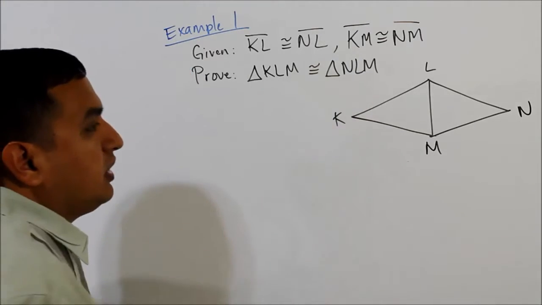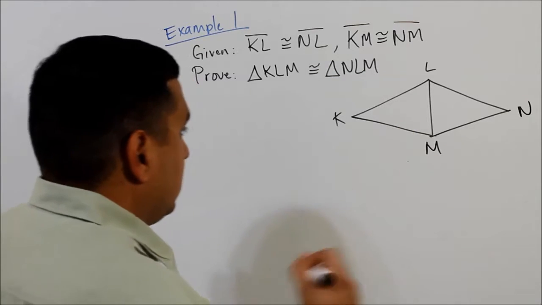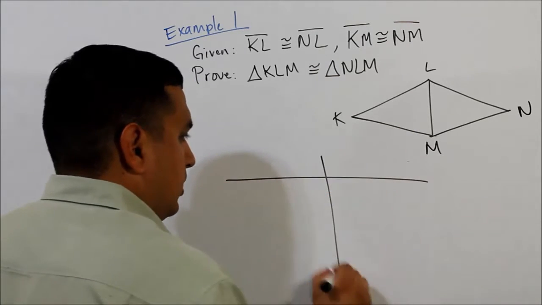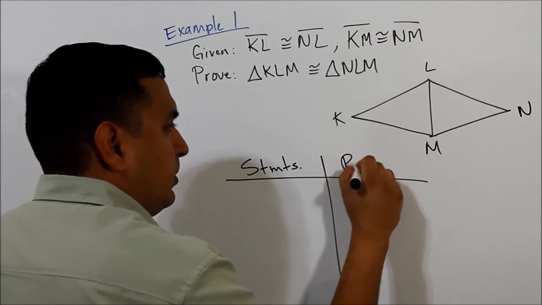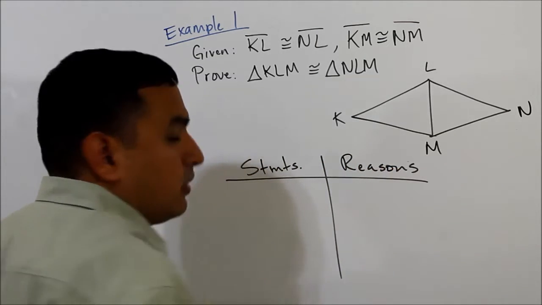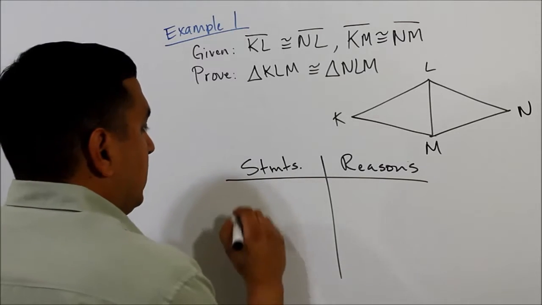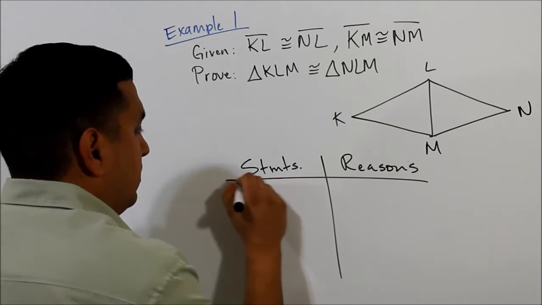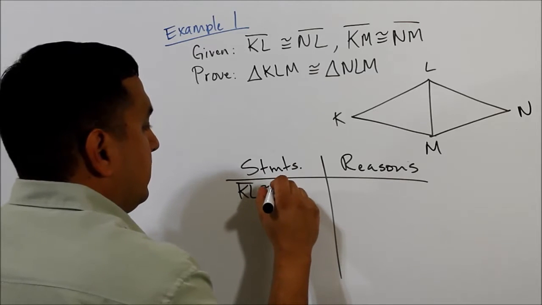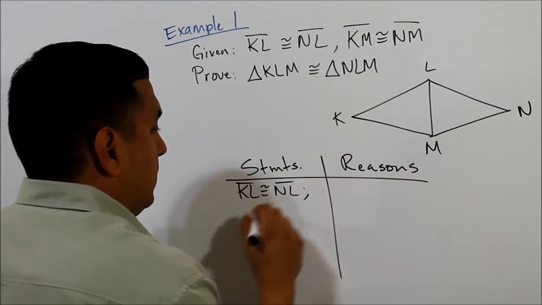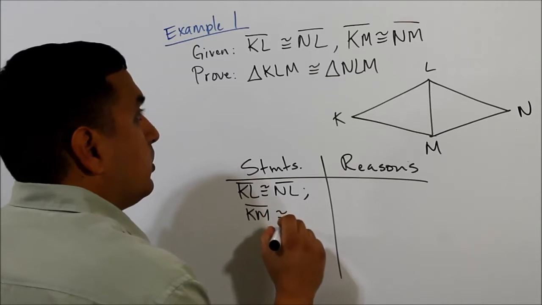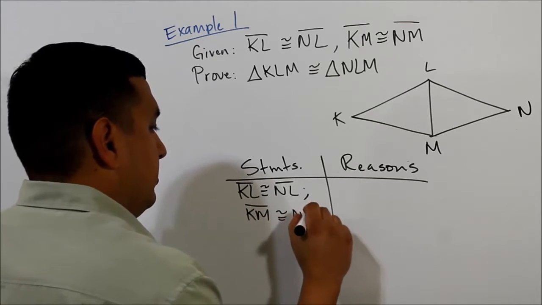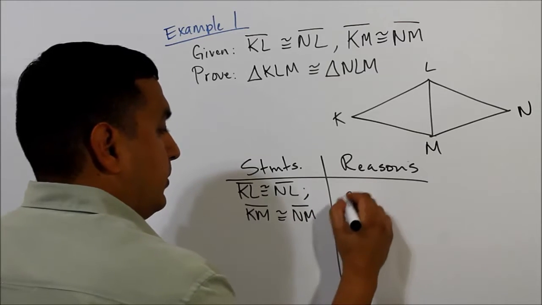Okay, example number one, we want to show triangle KLM is congruent to triangle NLM. And we have some given statements. Here's our drawing. So let's go ahead and get started with our statements and our reasons. And we always want to start with what's given. I know segment KL is congruent to segment NL. And I also know segment KM is congruent to segment NM. The reason for that is that it's given.